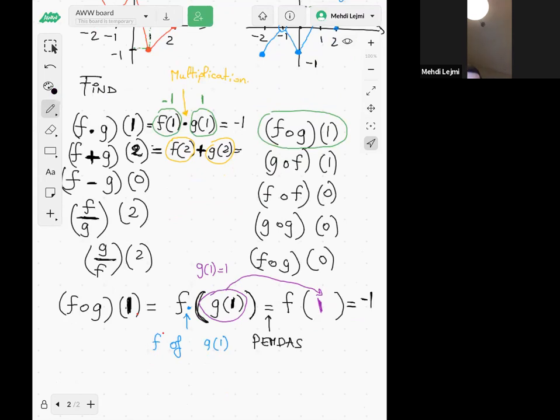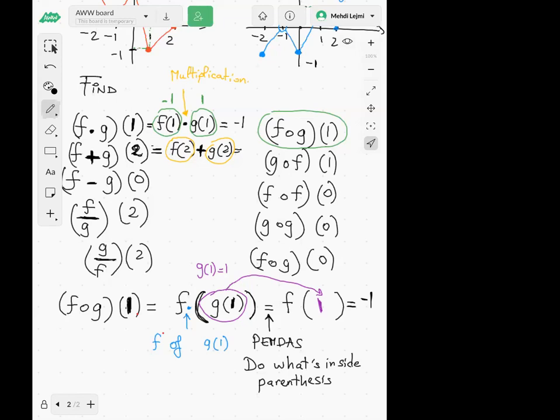Okay. So as I said, guys, you have to do what's inside the parentheses first. Inside the parentheses, I have g of 1, so I have to find g of 1. Once you have g of 1, there's still f outside the parentheses, so then you evaluate f of 1, which is negative 1. And as I said, there's no multiplication. It's not a product. It's a composition. Is there any question, guys, about how I got this f composed with g of 1?